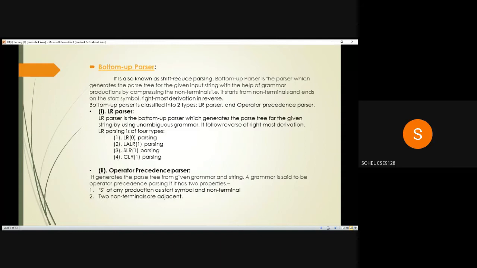And the second one, operator precedence parser. It generates the parse tree from given grammar and string. A grammar is said to be operator precedence parsing if it has two properties. One, no production has the start symbol on the right side and a non-terminal. The second, no two non-terminals are adjacent.